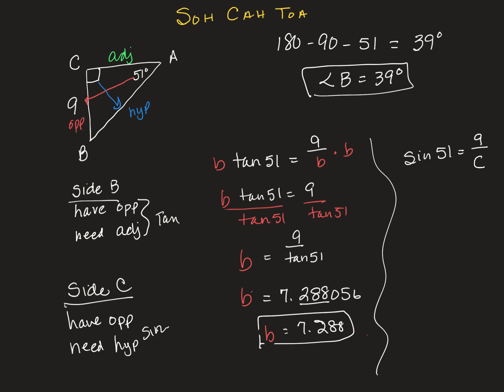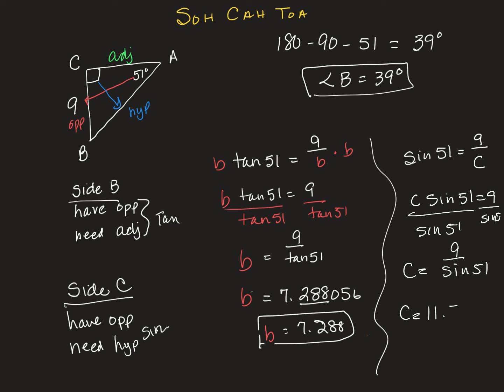So we're going to multiply both sides by C. This is C sine of 51 now equals 9. We're going to divide by the sine of 51. Same process, so C is going to equal 9 divided by sine of 51. Do that on your calculator. 9 divided by sine of 51. Make sure your parentheses are closed. That's going to equal 11.58084. Round to there, so C is 11.581.